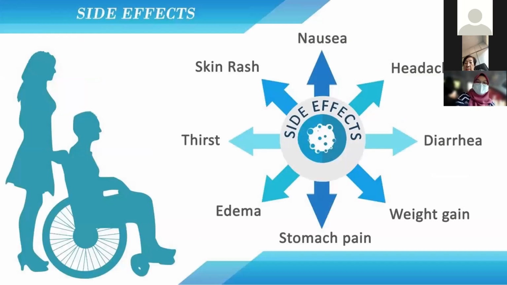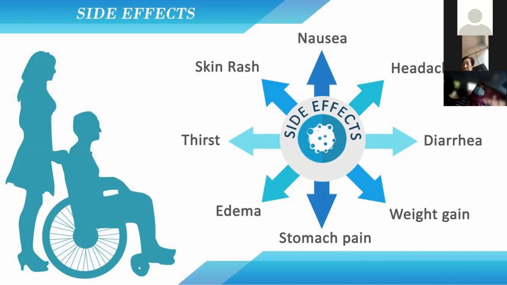All right. Okay, so these are the side effects after the treatment. Every single medication in the world has its own side effects. How to control the side effects, we will discuss later. So the side effects of the medications are, of course, first nausea. You feel very nauseous, and after that you will get a headache. When this comes, you will have diarrhea and also weight gain.